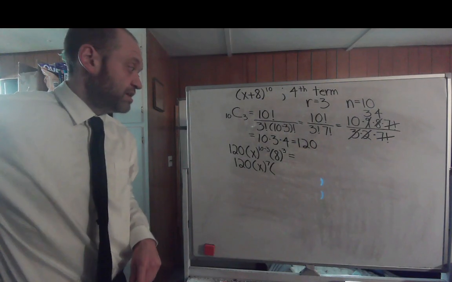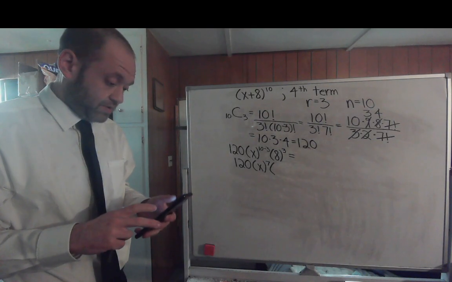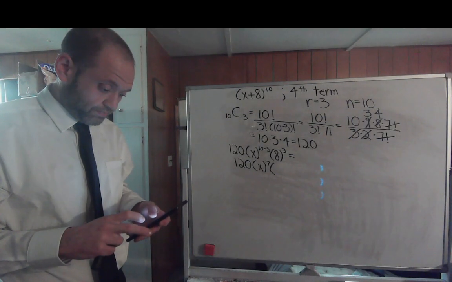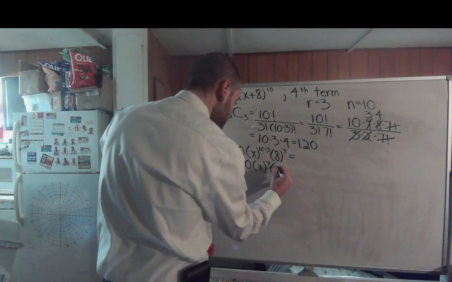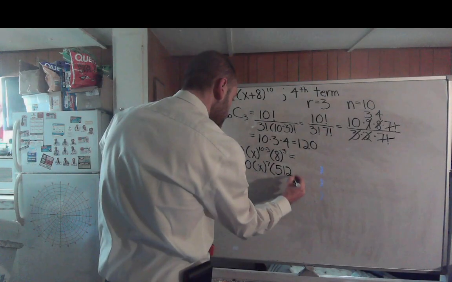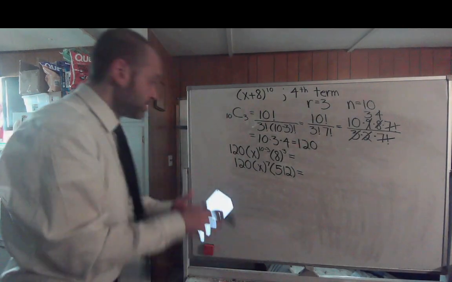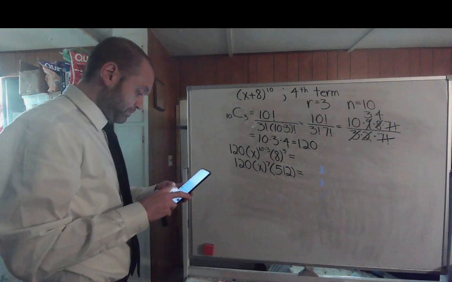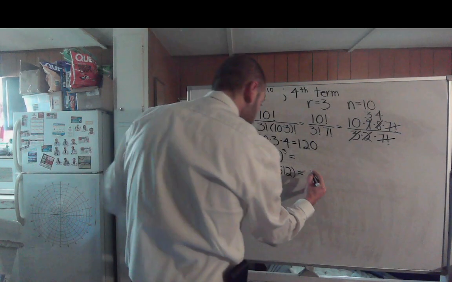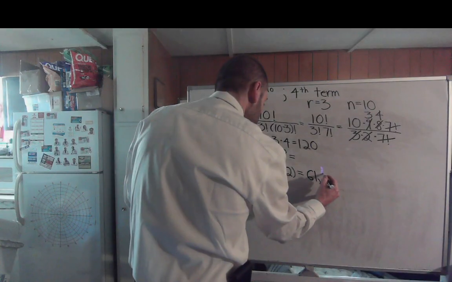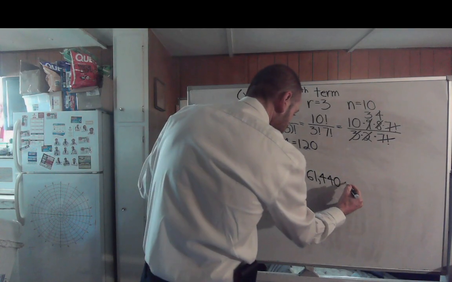That's going to definitely be a big number, right? Let's find 8 to the 3rd. That's 512. So let's go ahead and multiply 512 times 120. You get 61,440. So the real coefficient is 61,440 x to the 7th.